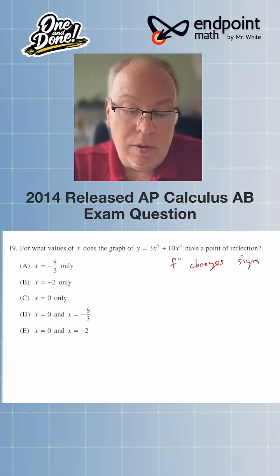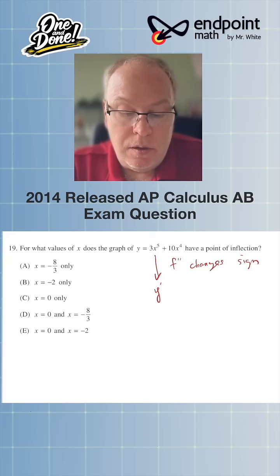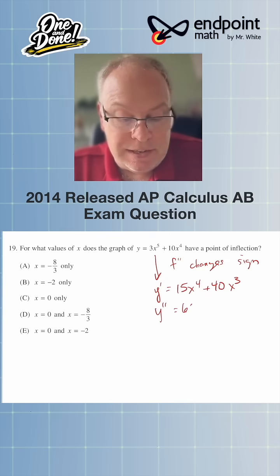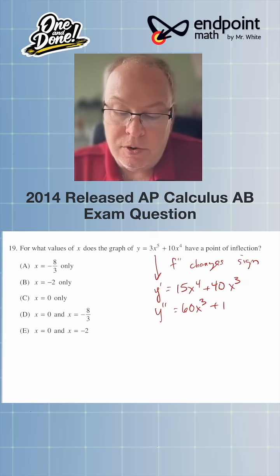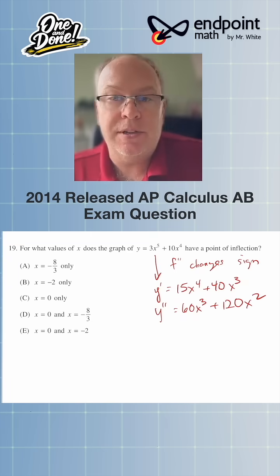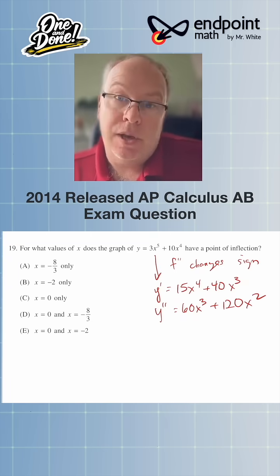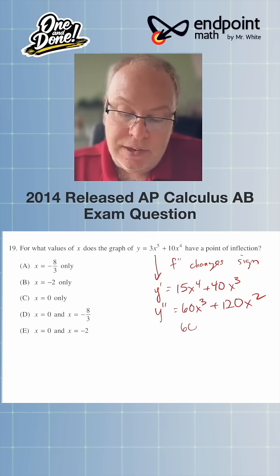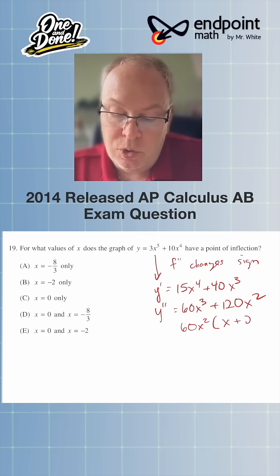So we have to find the second derivative, so let's do that. The first derivative would be 15x to the fourth plus 40x to the third. The second derivative is 60x to the third plus 120x squared. This is the no calculator section, so you hope the numbers are going to work out nicely. You now factor it. 60x squared gets factored out. That leaves x plus 2.